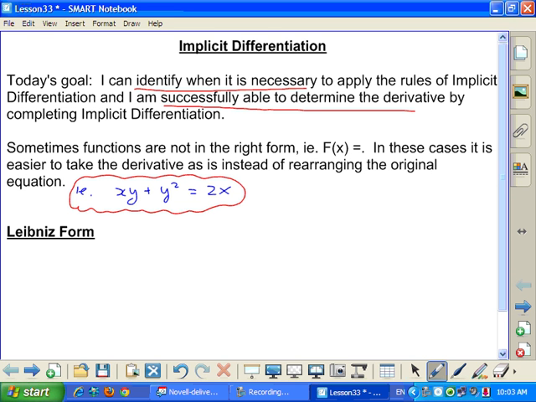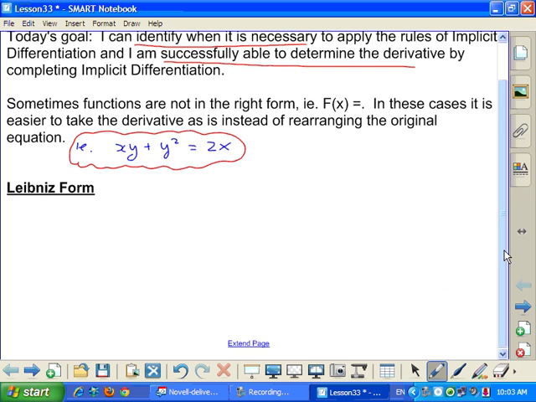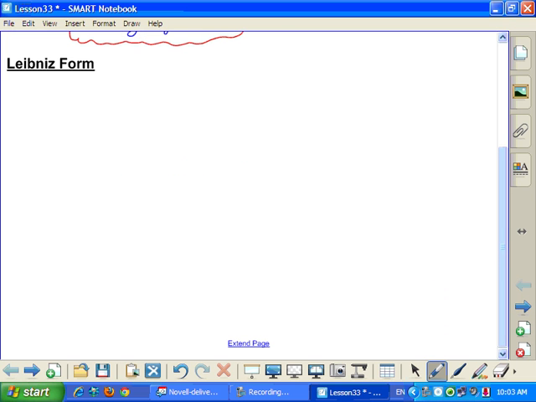Of course you can, but it would be nice if we just take the derivative as is right there and not have to worry about rearranging it. And that's what I'm going to show you today, how to take derivatives without rearranging equations. So much quicker. So, quick recall here.